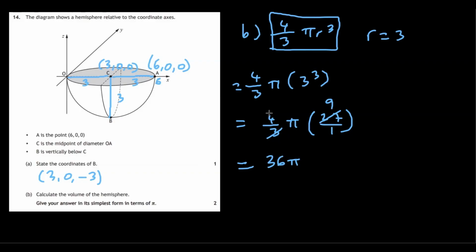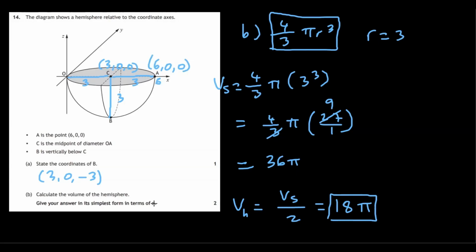And then the hemisphere would just be half of the sphere's volume. So this is Vs. We'll just write that here. And then the volume of the hemisphere is just Vs over 2, and that would be 18 pi. And we're told to leave it in terms of pi, so that would be the answer.